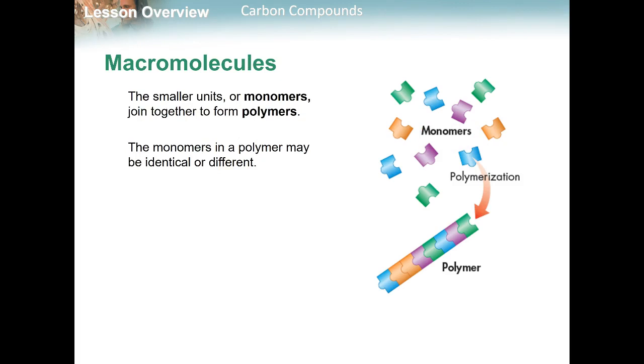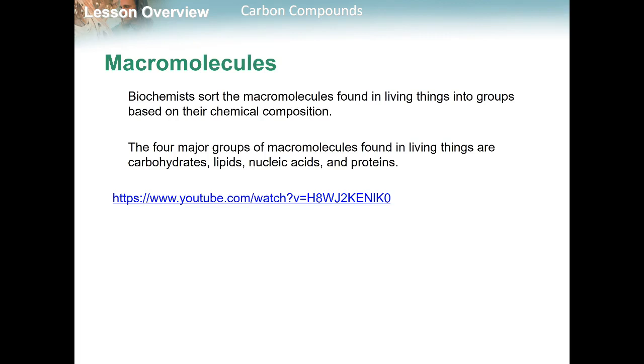So again, just a reminder as we look at the screen, the smaller units of these macromolecules are called monomers. And when you get monomers joining together, they form polymers. That process of monomers making polymers is known as polymerization. And one of the things that you also need to know, as this says, is that monomers in a polymer may be identical or different. And we're going to see again examples of that as we look ahead here. Okay, we'll watch this video clip in class.